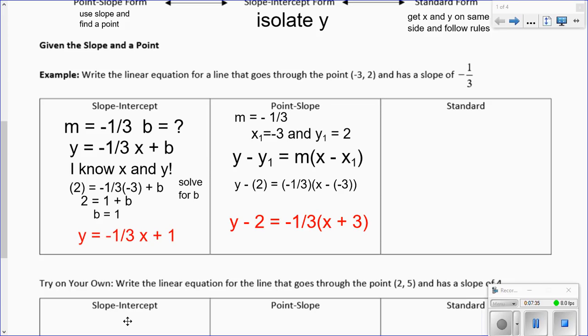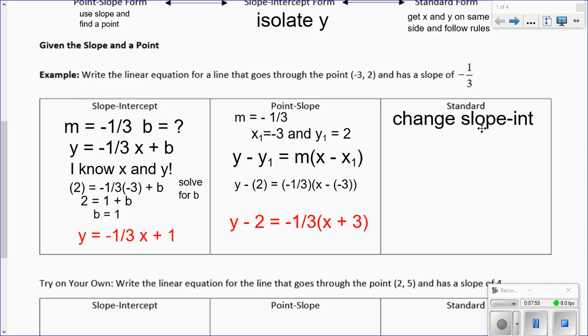My equation is y equals negative 1/3 x plus 1. Remember, I should always have an x and a y in my linear equation, like the letters x and y in my equation. Standard form, just change your slope-intercept form, okay? Or if you had point slope, and that's what you did first, change it to slope-intercept, and then change it to standard.